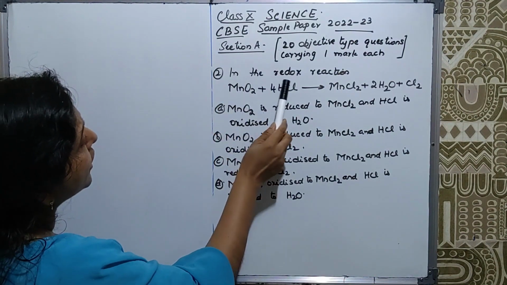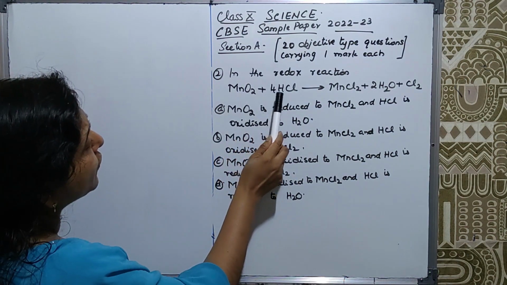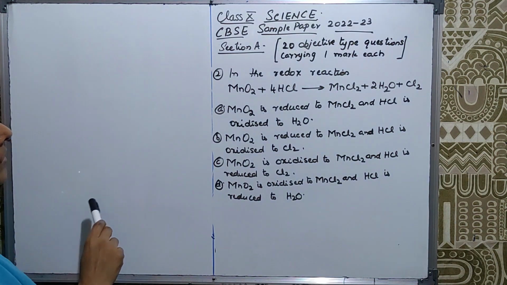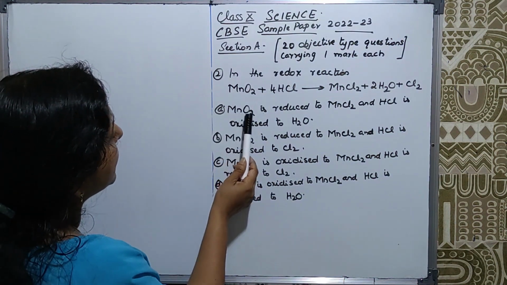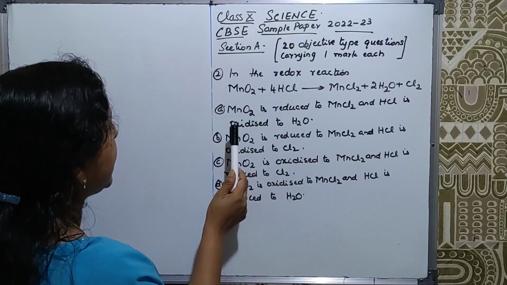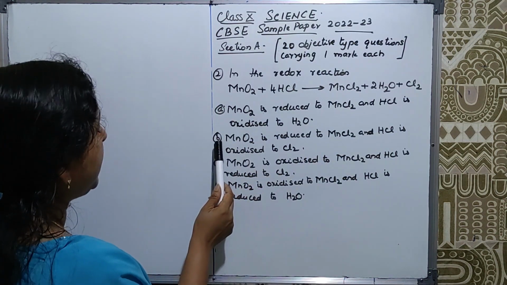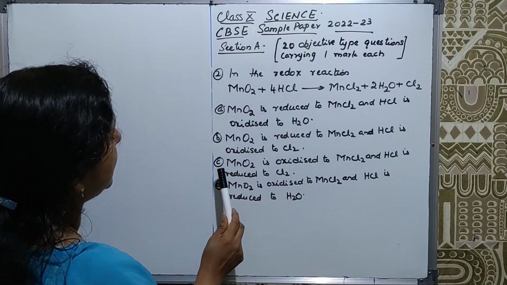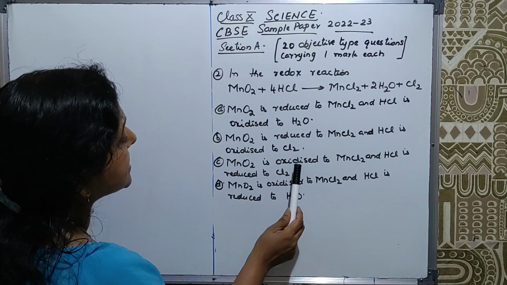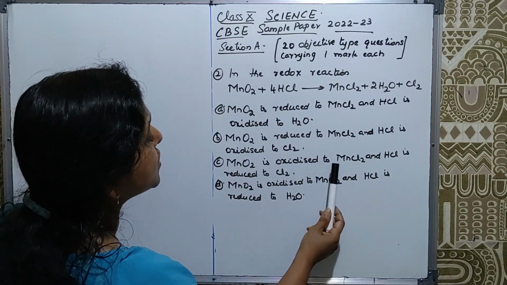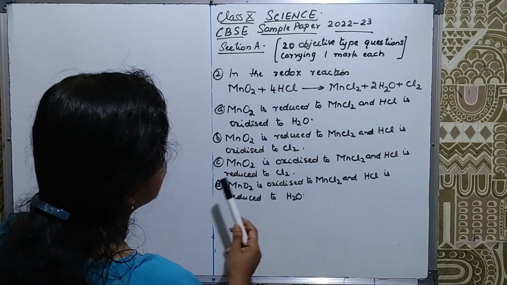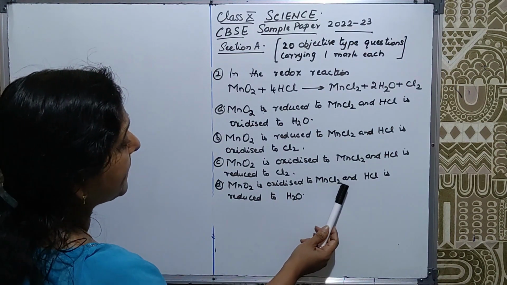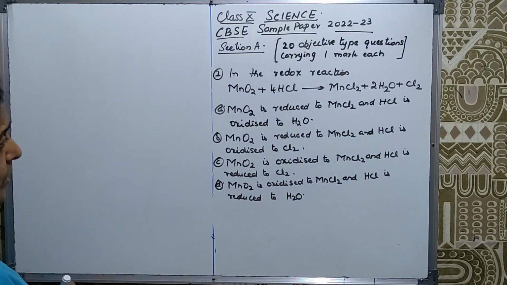Now question 2. In the redox reaction, MnO2 plus 4HCl gives MnCl2 plus 2H2O plus Cl2. Choices are: A, MnO2 is reduced to MnCl2 and HCl is oxidized to water. B, MnO2 is reduced to MnCl2 and HCl is oxidized to Cl2. C, MnO2 is oxidized to MnCl2 and HCl is reduced to Cl2. D, MnO2 is oxidized to MnCl2 and HCl is reduced to H2O.